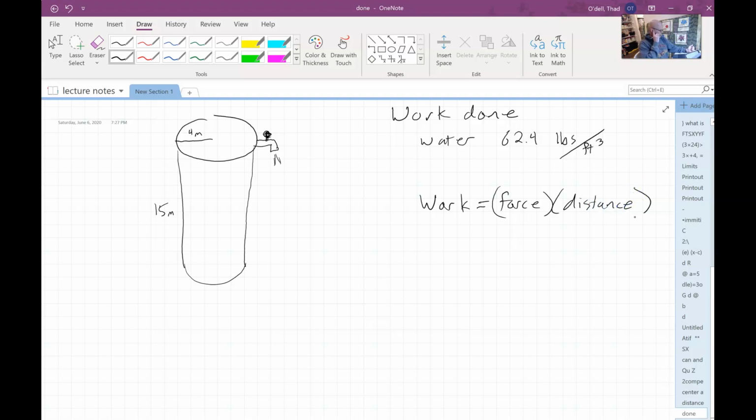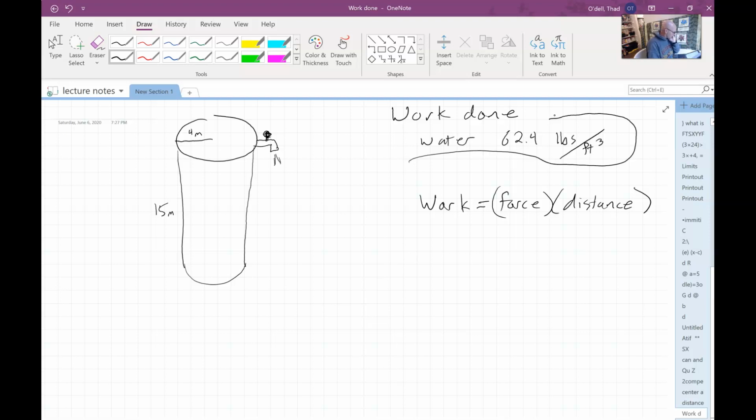So we have to figure out the force, and we have to figure out how long that force is being applied, over what distance. So in this case, we're going to empty this water tank. And so we have this little inside information that water is 62.4 pounds per cubic foot. So if I want to figure out the force, I need to take 62.4 pounds per cubic foot and multiply it by some cubic footage, because that would give me the force it would take to move that cubic foot of water.